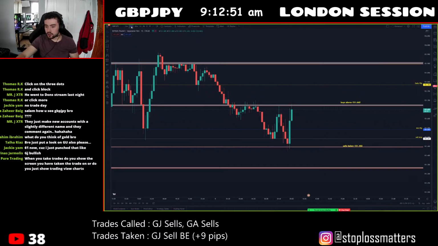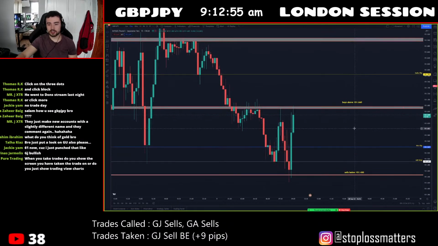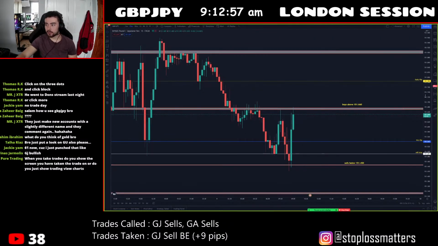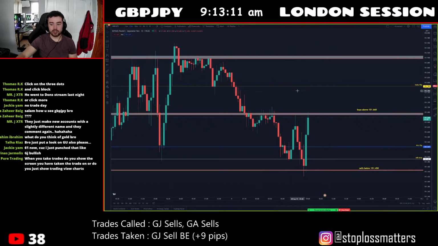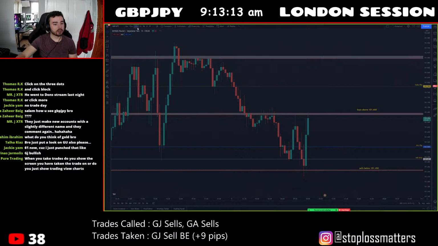When you take trades, do you show the screen you have taken? I keep on TradingView because TradingView just looks a lot cleaner. Look at this; it's so much nicer than a shitty white MetaTrader. But on my Instagram, if you follow my Instagram, I show it through my Instagram there. But yeah, this is just a lot cleaner. I just like it here.